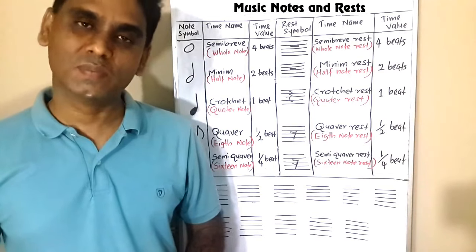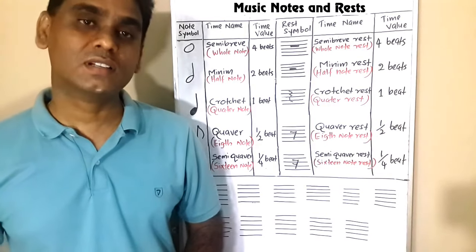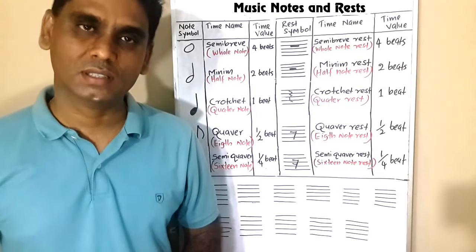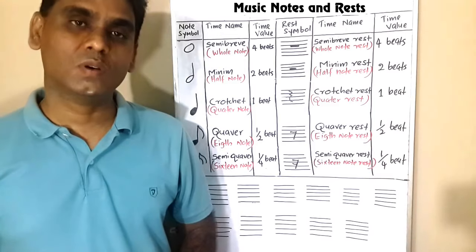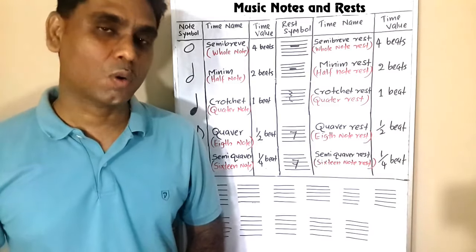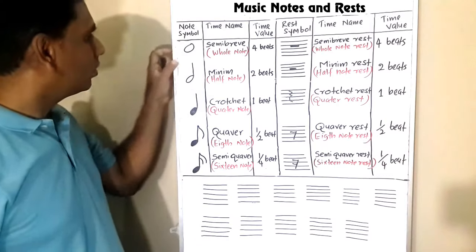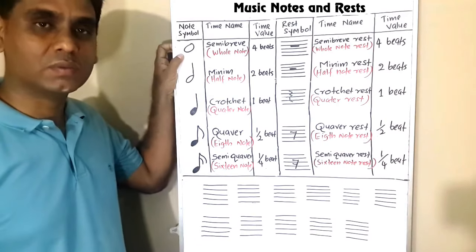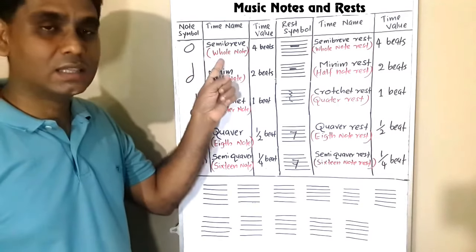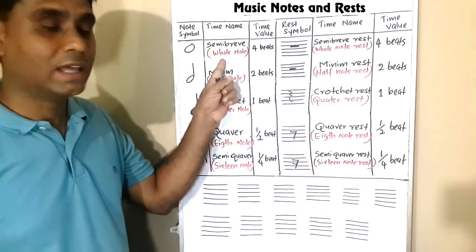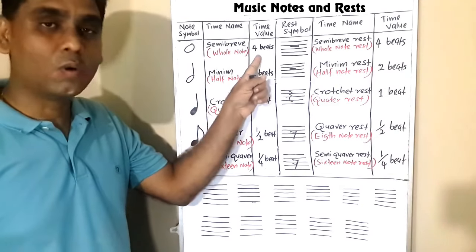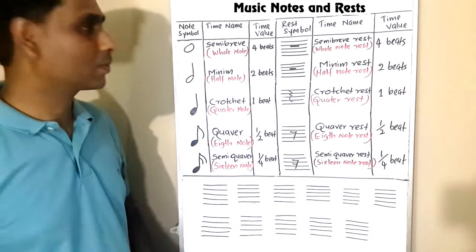Now we are going to learn about music notes. Music notes are symbols which have different time values. In this video, I am going to teach you about five common music notes. First one is the semibreve. It has another name, whole note, and this note has a 4 beat value.